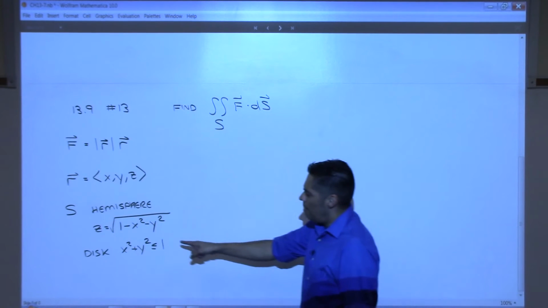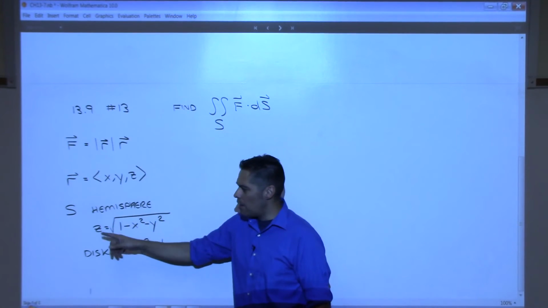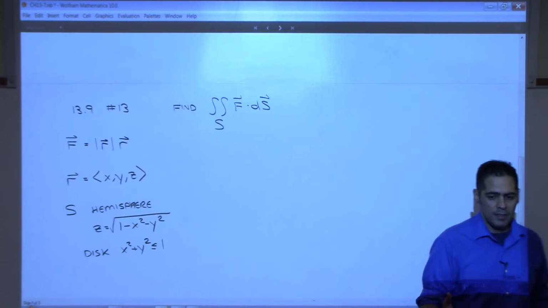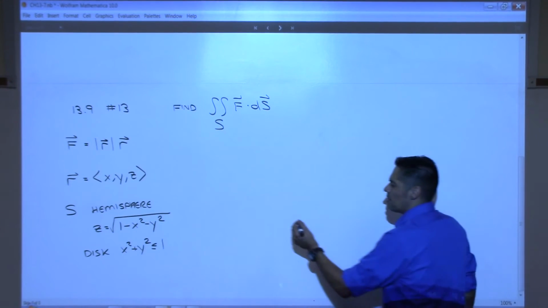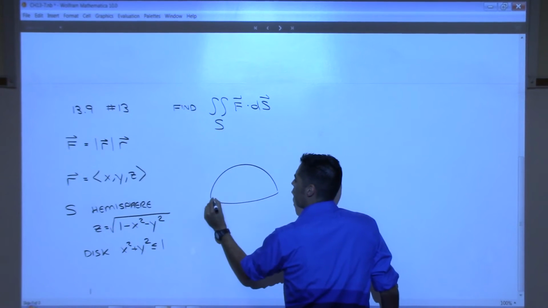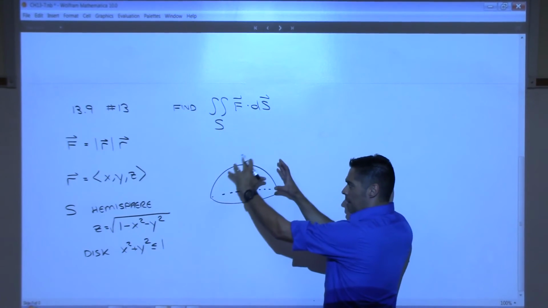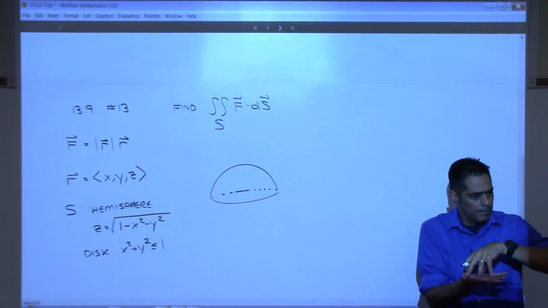This is the top half of a sphere, isn't it? Because if I square both sides, I get z squared. If I move all my variables to one side, I have the equation of a sphere. But because it's solved for z, it's only the top cap. So I know I've got the top cap of a sphere of radius what? 1. And then that's the top of it. And then the bottom is the disk that is the base of it, right?